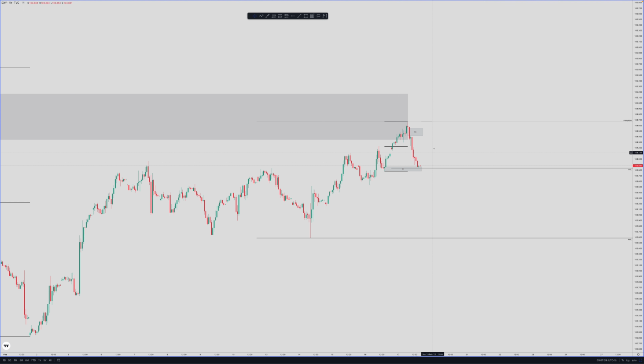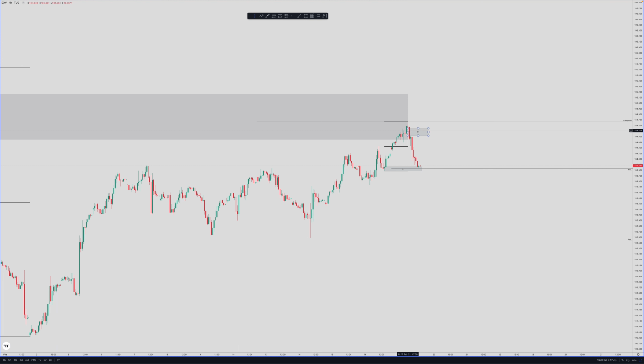But anyway, back to DXY. We can see this is currently being respected on the 1 hour so far. So we'll see how it opens up next week, and we can see this fair value gap at the top here. So you would think there's a chance, if this is respected, we're going to pull back into premium. The POI in premium is here.